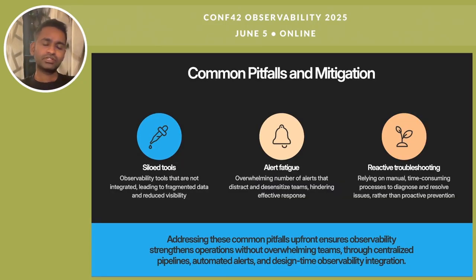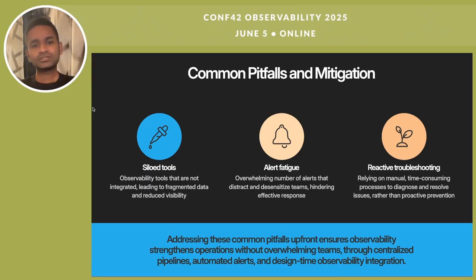So earlier when we discussed function versus friction, we discussed and understood how choosing the wrong tool can impact overall objectives, right? So here we'll discuss some of the common pitfalls and how we can mitigate them. Siloed tools. Observability tools that are not integrated lead to fragmented data and reduced visibility. Alert fatigue, an overwhelming number of alerts, distracts and desensitizes teams, and hinders effective response. And reactive troubleshooting, relying on manual, time-consuming processes to diagnose and resolve issues rather than proactive prevention.